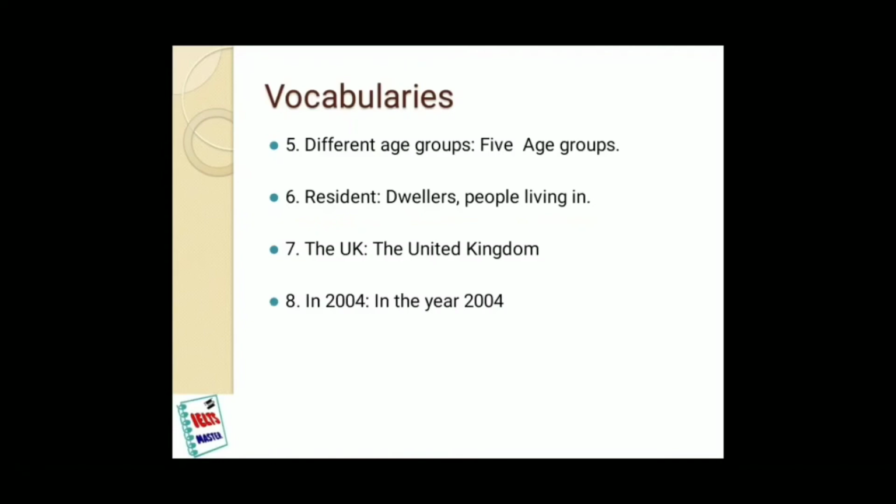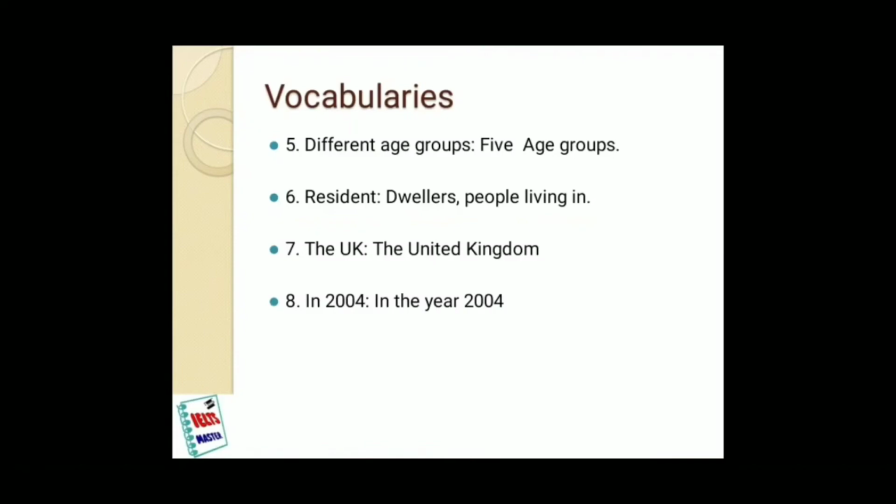Next, you see residents. For residents, the best vocabulary will be dwellers, or people living in the country, whatever country is mentioned in the question. Here it is the UK, so people living in the UK. One thing to note here is not all residents are citizens. So there is a difference between citizens and residents. Residence means you are living in a certain country, which can be permanent or temporary. Next is the UK, so you can say United Kingdom. Then 2004 can be in the year 2004.